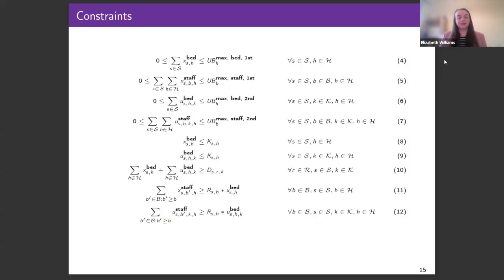So then we have a list of all our constraints, and I won't go into these in detail, but the idea is that you can't exceed the capacity of the hospital or the staff. You have to meet your demand, and we have to make sure that our staff to patient ratios are met to comply with the NHS guidelines.